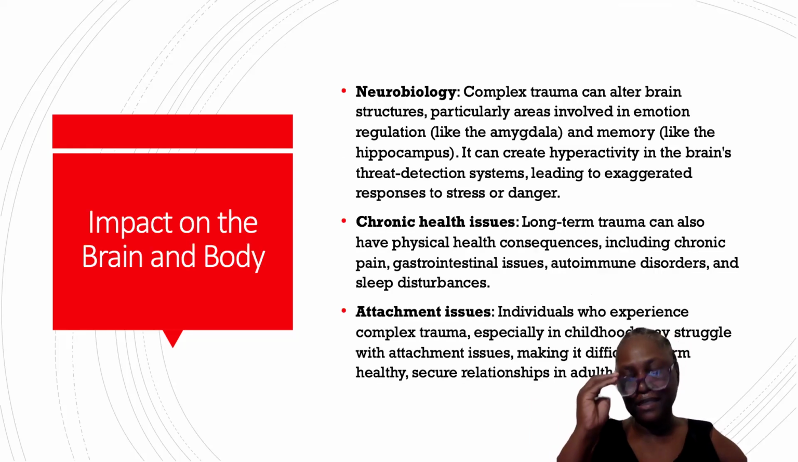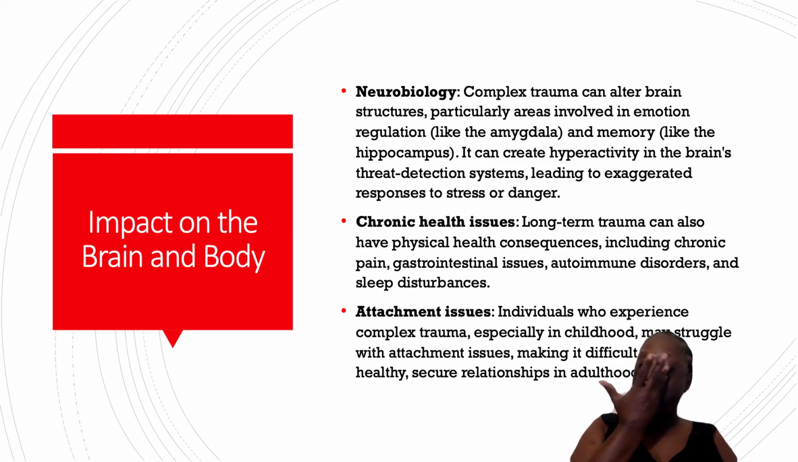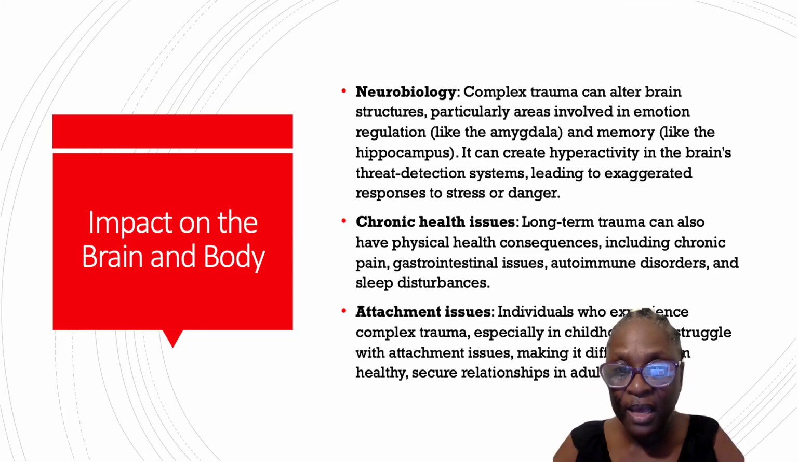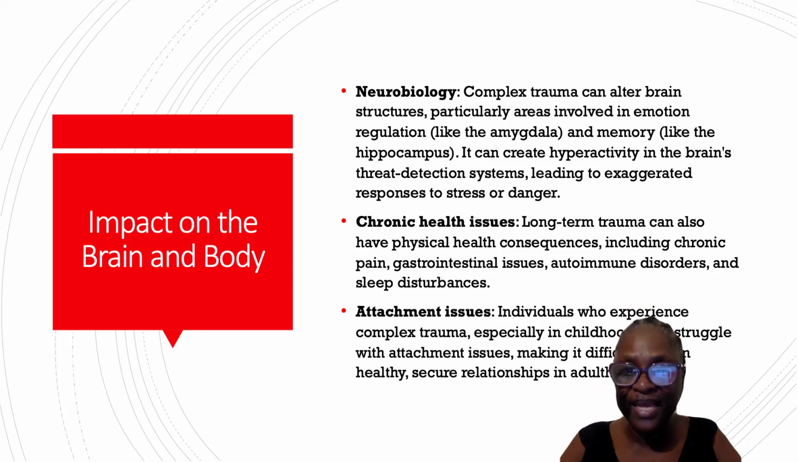Impact on the brain. Chronic trauma has an impact on the brain, on the neurobiology. Complex trauma can alter brain structure, particularly areas involving emotional regulation, like the amygdala, and memory, like the hippocampus. It creates hyperactivity in the brain's threat detection system, leading to an exaggerated response to stress or danger.